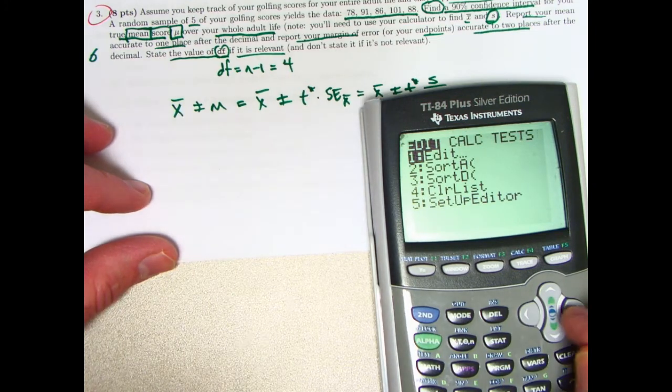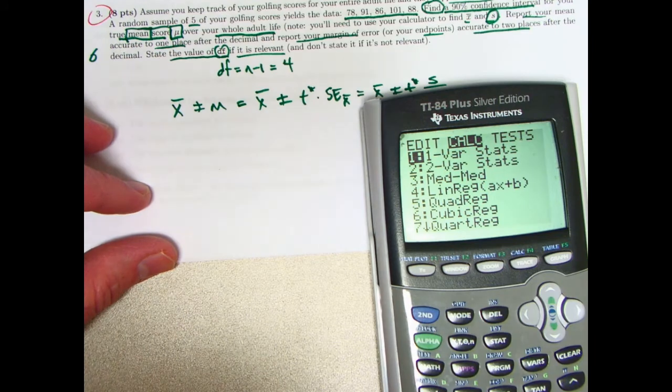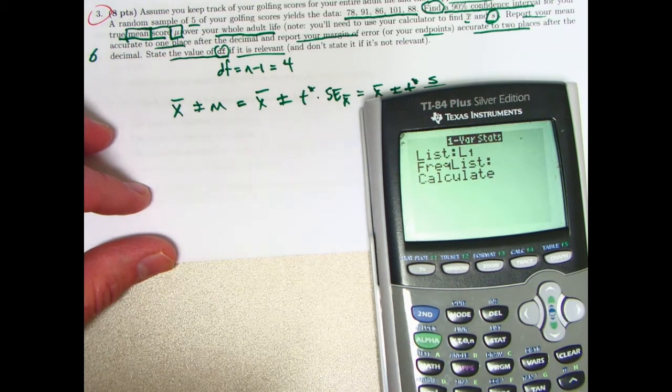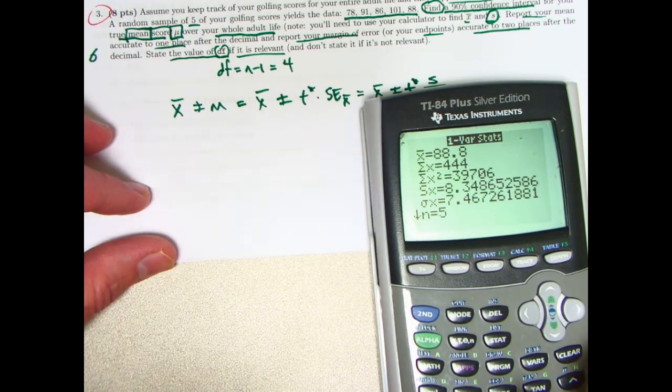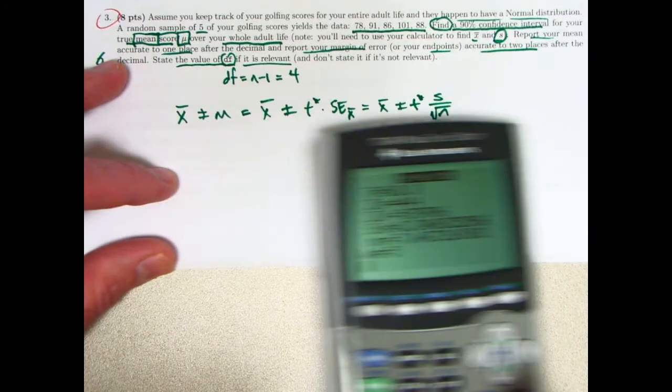So now I want to calculate my statistics for that list. Go to Stat, go over to calculate. One variable stats, that's what we need. List 1, calculate. X bar is 88.8.